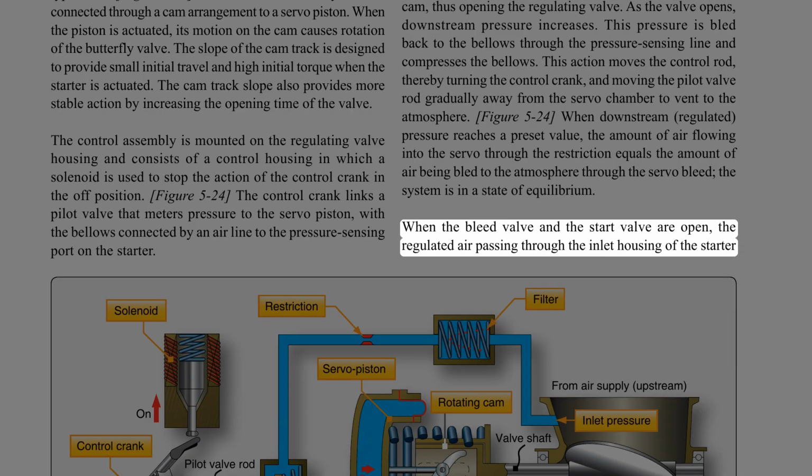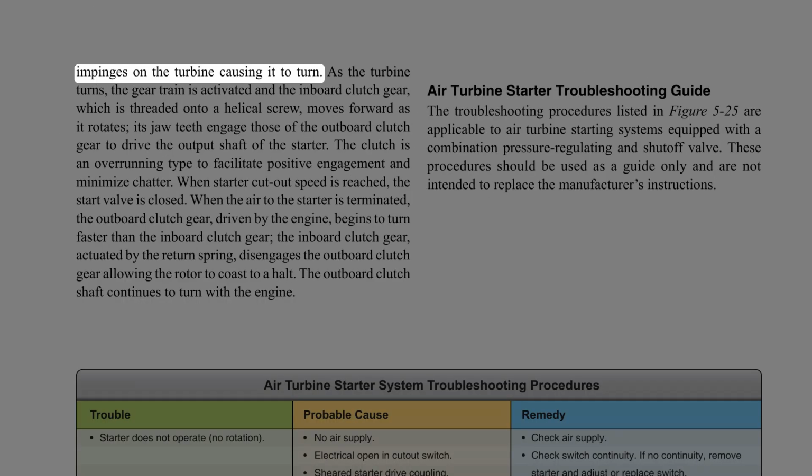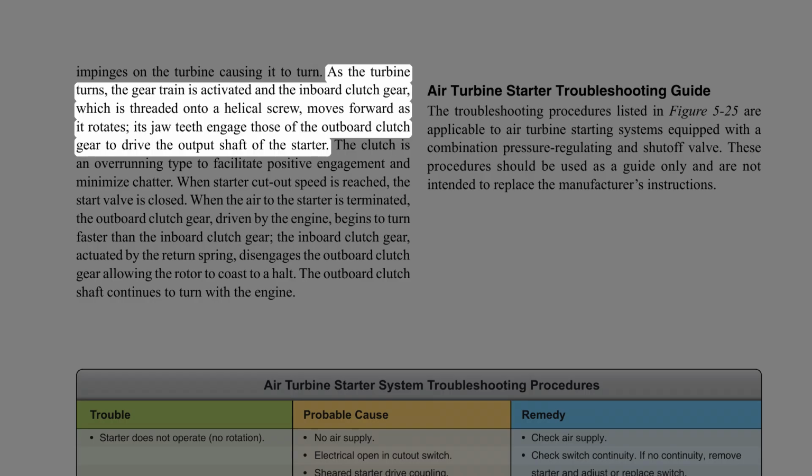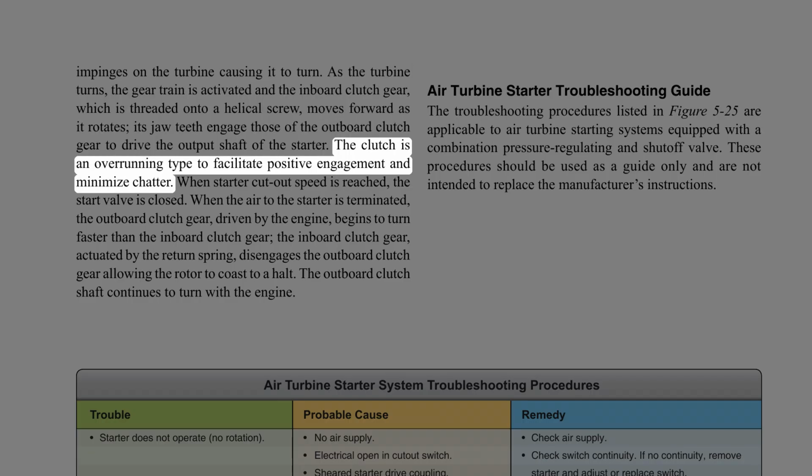When the bleed valve and the start valve are open, the regulated air passing through the inlet housing of the starter impinges on the turbine, causing it to turn. As the turbine turns, the gear train is activated and the inboard clutch gear, which is threaded onto a helical screw, moves forward as it rotates. Its jaw teeth engage those of the outboard clutch gear to drive the output shaft of the starter. The clutch is an overrunning type to facilitate positive engagement and minimize chatter.